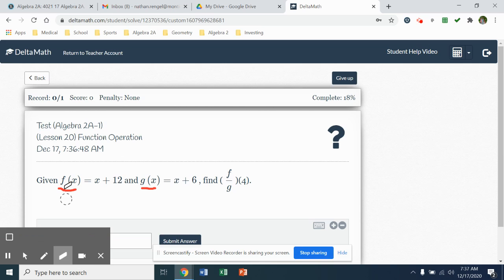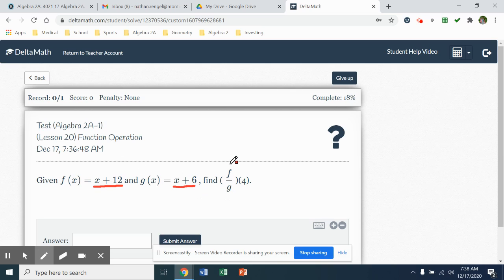The names are just to keep the functions separate because sometimes they're going to represent a certain operation for us to do. But what we're focused on is the function rule. So this function says take your x and add 12 to it. This function says take your x and add 6 to it. Those are called your function rules.